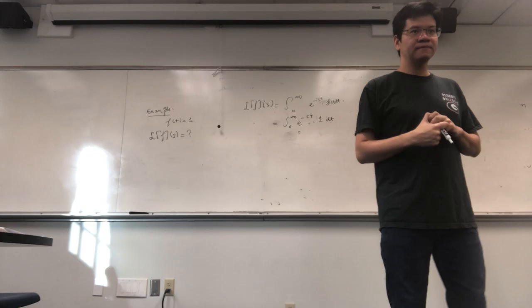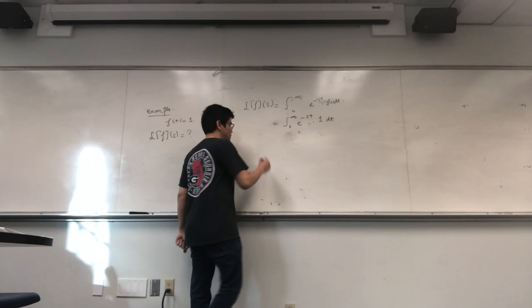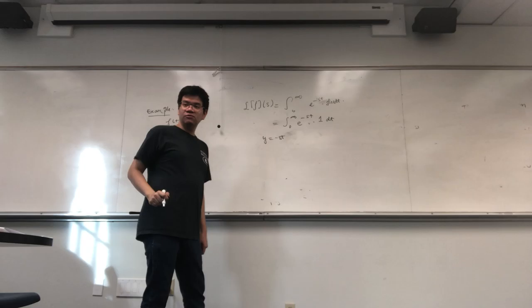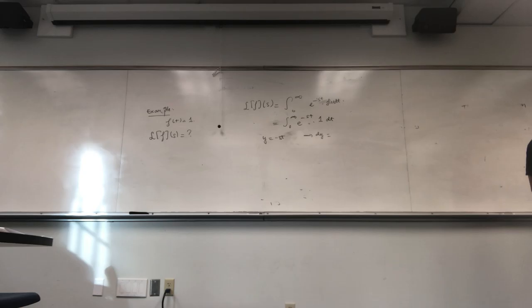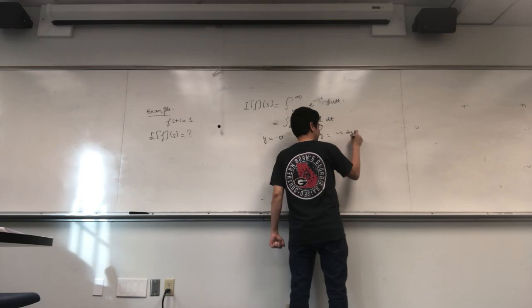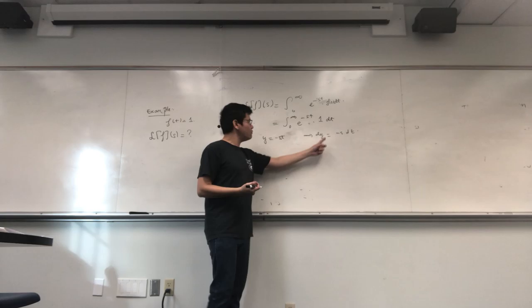All right, so it's only the same trick. You have to do the change of variable trick. And in this case, again, the change of variable will be y is minus st. Right? So when y is minus st, what is dy? Yes? Negative s dt. So dy is now minus s dt, all right?